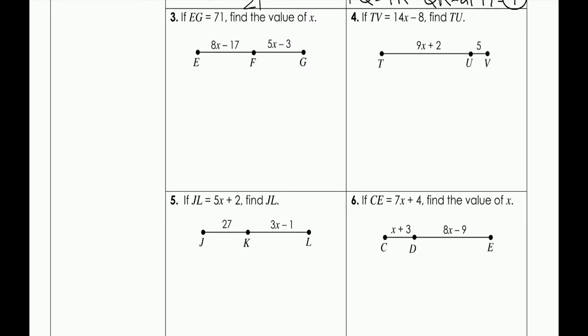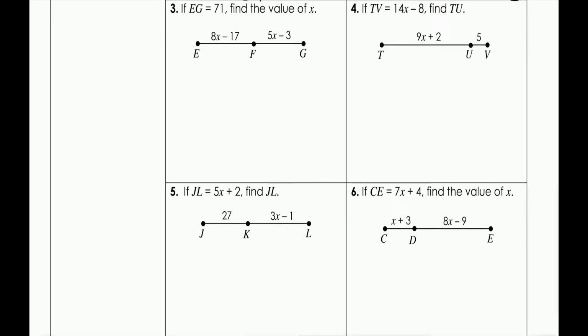So it's a little easier when we do just have numbers like that, but sometimes that's not going to be the case. We're going to have expressions instead of numbers for the lengths. So it tells us on number 3, from E to G is 71.